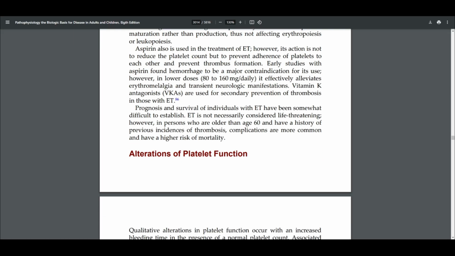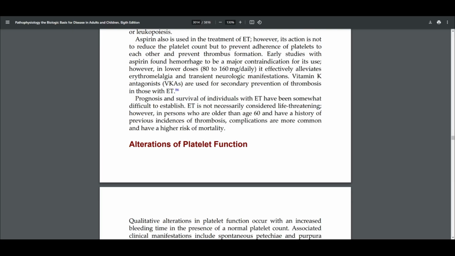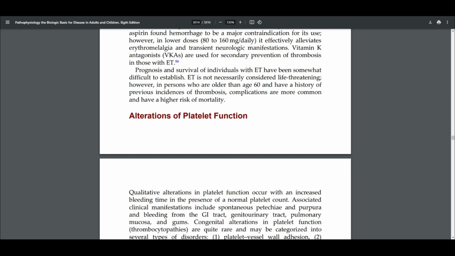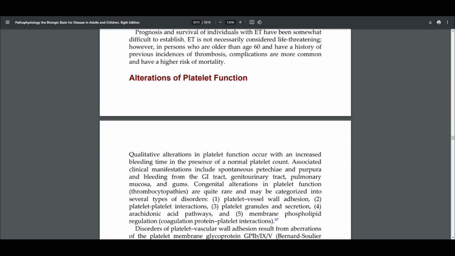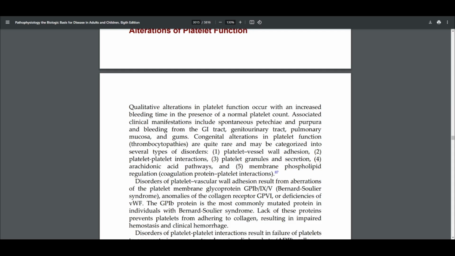Prognosis and survival of individuals with ET have been somewhat difficult to establish. ET is not necessarily considered life-threatening. However, in people who are older than 60 and have a history of previous incidents of thrombosis, complications are more common and have a higher risk of mortality, leading us to the alterations of platelet function.